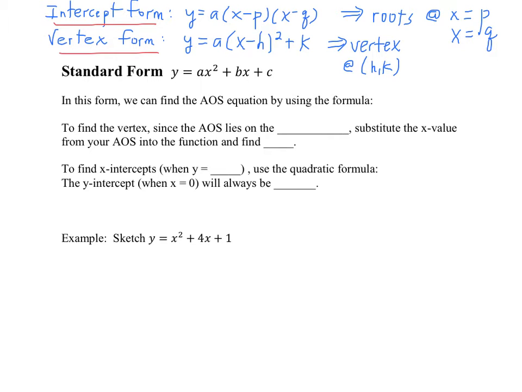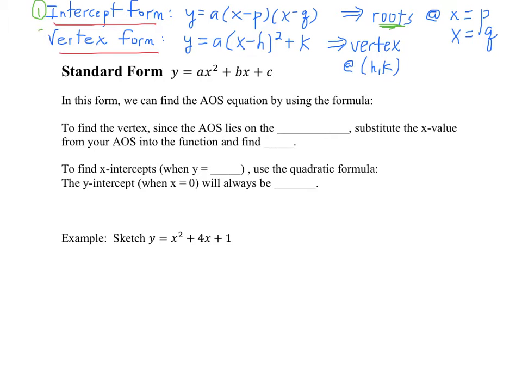Okay, so far in this unit we have looked at three different forms of a quadratic. I wrote down the first two as a review. So the first one we called intercept form, also known as factored form. The idea here is if it's in factored form, we can very quickly, easily identify the roots, or the x-intercepts.